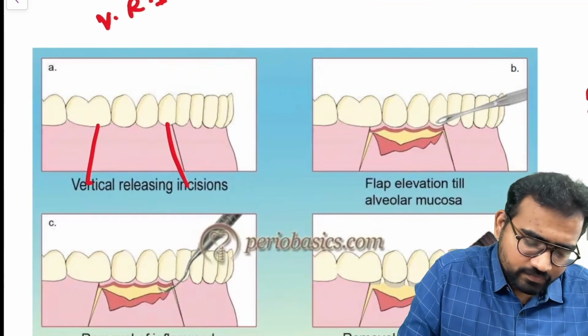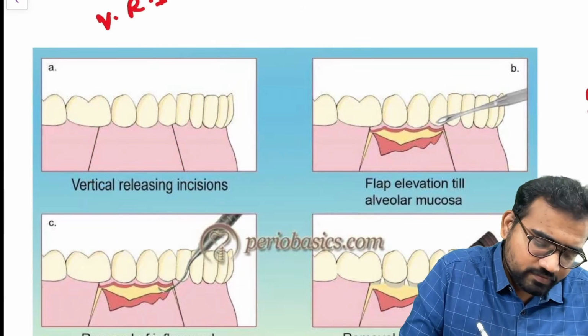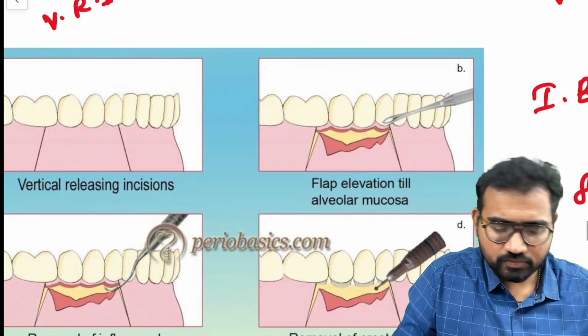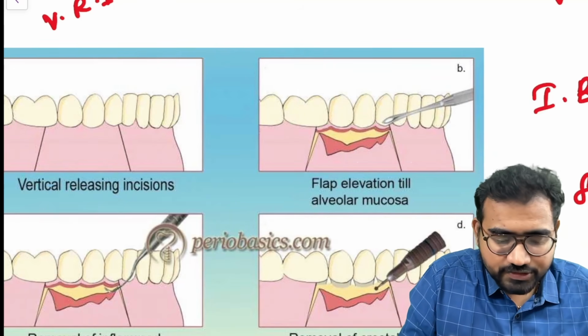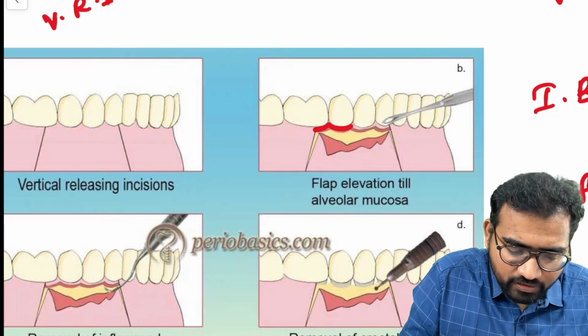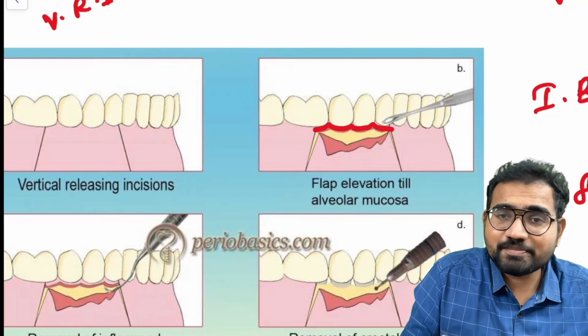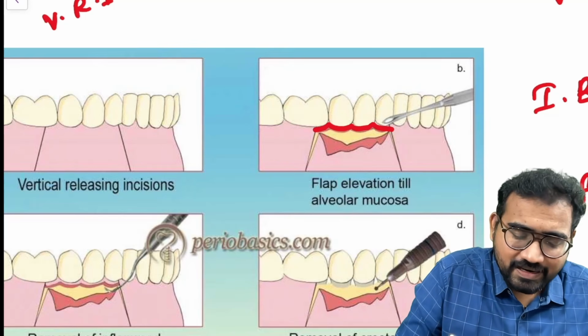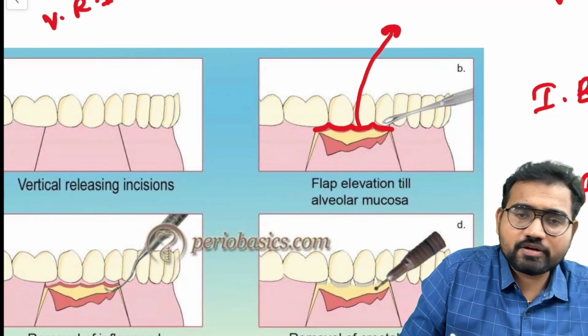See, I'm giving vertical releasing incisions, and then I'm giving internal bevel incisions. As you can see, a small tag of tissue is left. Isn't it beautiful? So I'll be giving sulcular, interdental incisions, and I'll just take away this tag of tissue.